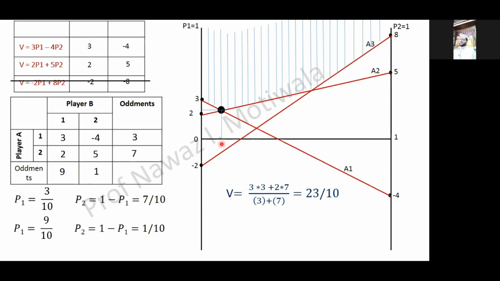So I will write the answer: P1 is 0.2, P2 will be 0.8, and the value of the game I will draw from here, that will be 2.2 or something like that. You can see after calculation I got the answer as 23 divided by 10, which gives me 2.3, and here arbitrarily also I got approximately 2.3. So if you plot directly on the graph, you will get the direct answer, otherwise you have to follow this method.